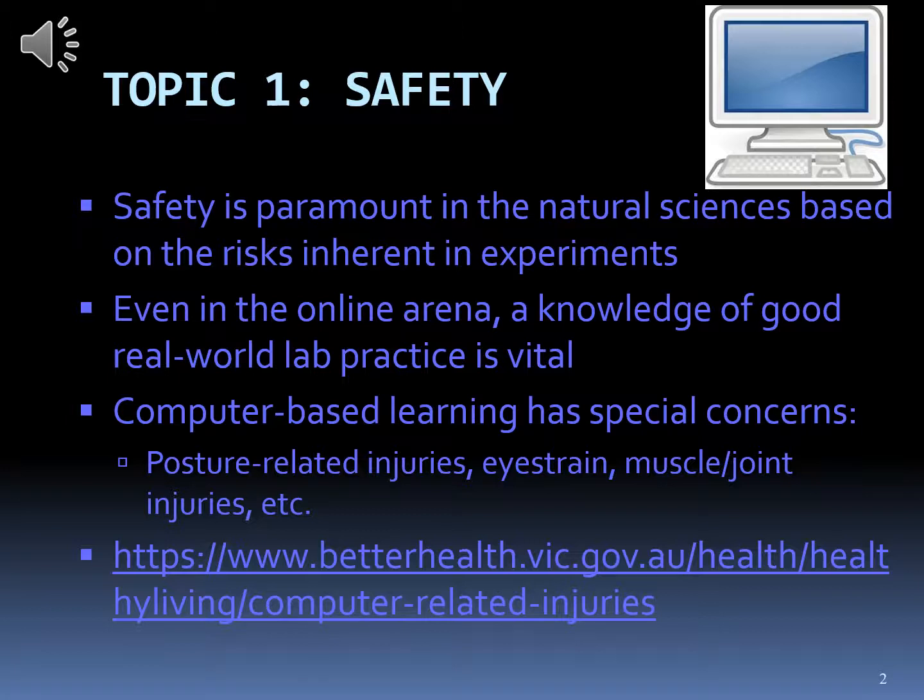So things like posture-related injuries, if you don't have a proper chair and you're not sitting upright and all those things. There's eye strain, there's muscle or joint injuries. You can get carpal tunnel syndrome, for instance, by not properly using your keyboard and mouse and those sorts of things. So I even included a link for some suggestions. It happens to be an Australian website, but there's other options out there if you prefer to do a search for this, but just so that you can think about things with your online course.